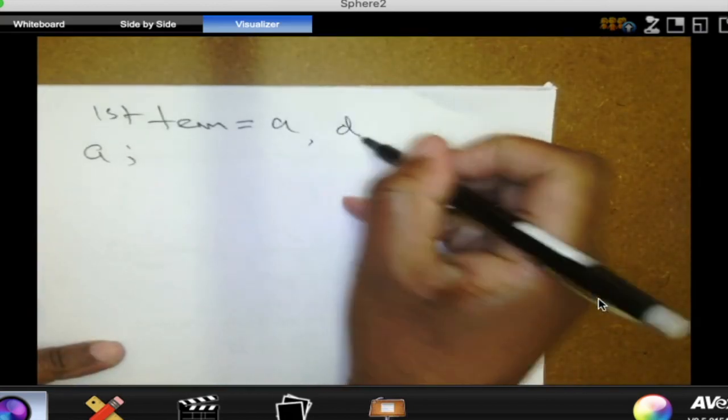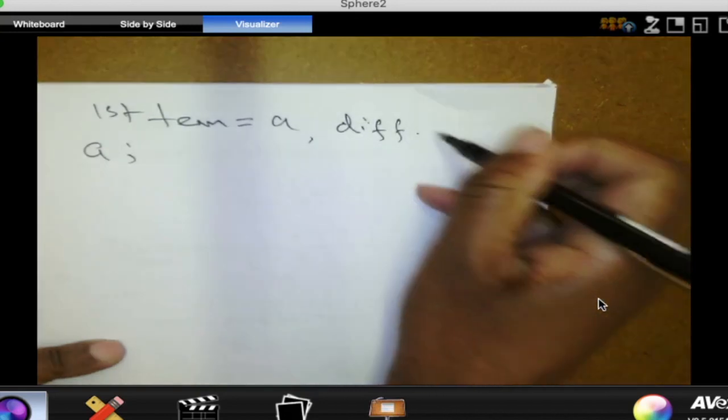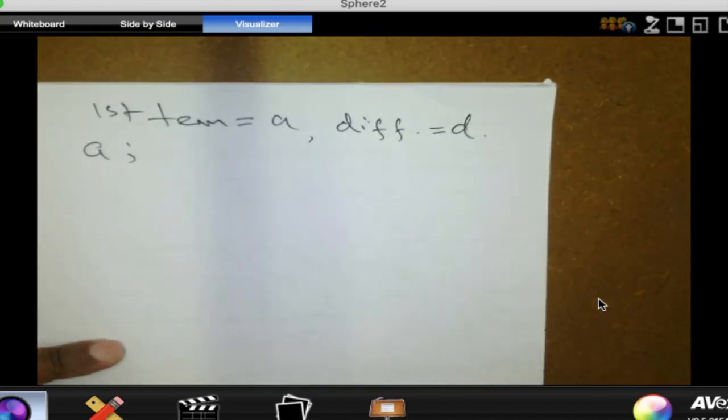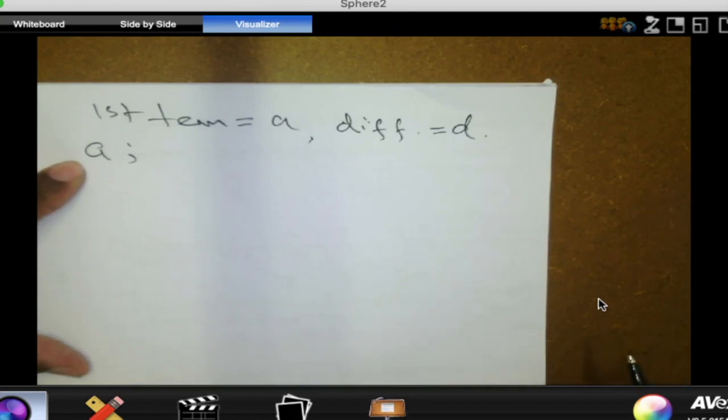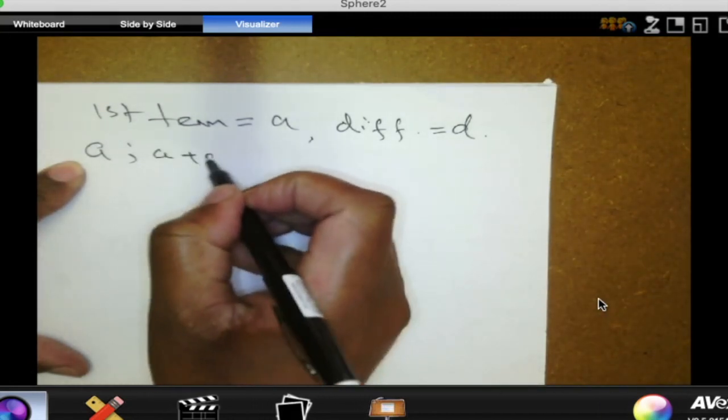Let's suppose our first term is A. The constant difference, let's call it D. So the constant difference is the number that we keep on adding to get the next term. So if we start with A, then what is the next one? What is the next term after A? We need to add a D, right? And what do we get? A plus D.